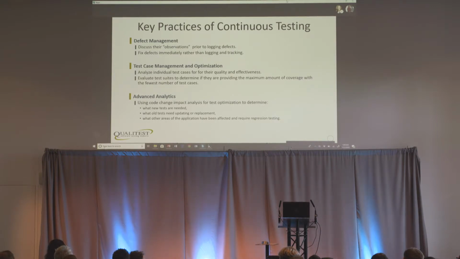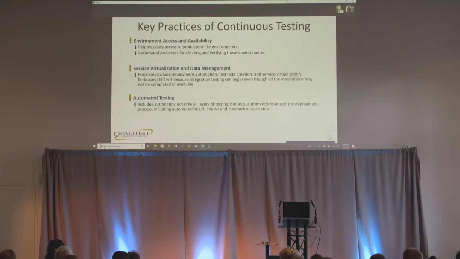Advanced analytics. This involves using code change impact analysis for test optimization. When we do this, we can determine new tests that are needed, what old tests need either updating or to be replaced or eliminated. And most importantly, that's going to tell us what other areas of the code and the application have been affected and require regression testing. You know, coding is still human. There are going to be defects, and there are going to be defects in areas that we don't expect them. Even though we're not running these full regression tests every night, regression testing hasn't gone away. It's just that we need to really focus it.